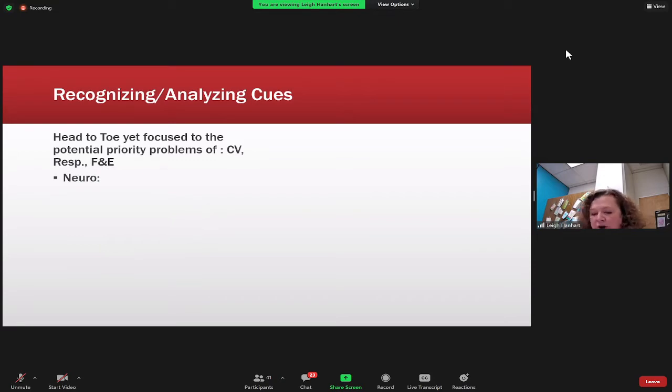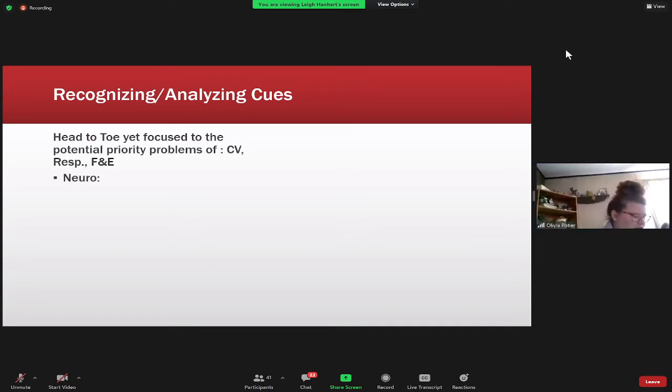So let's start off with neuro. When you are going through and doing your head to toe and you start off with your neuro, what are some things that you might find on this patient, on Mr. Williams? Confused, loss of memory, change of mental status.